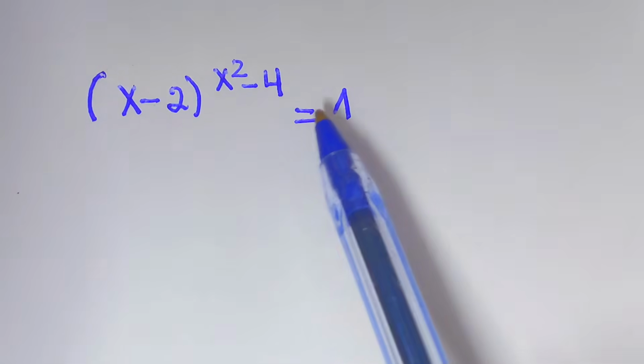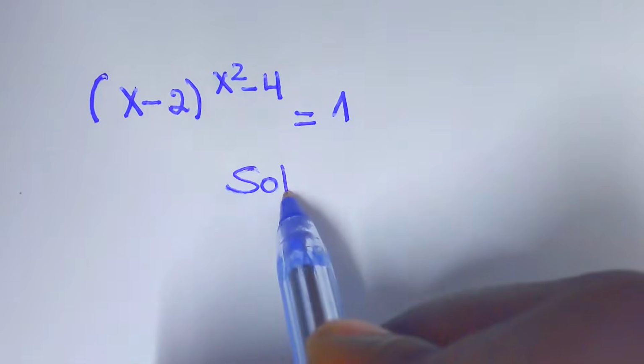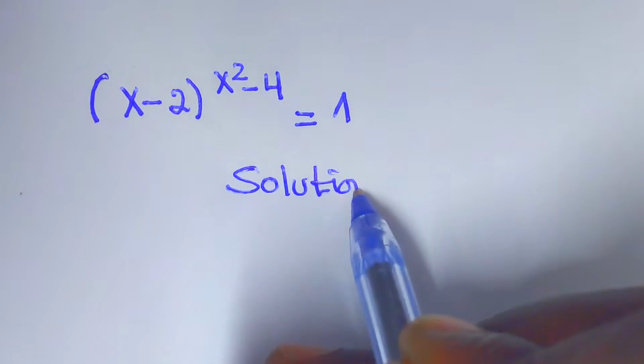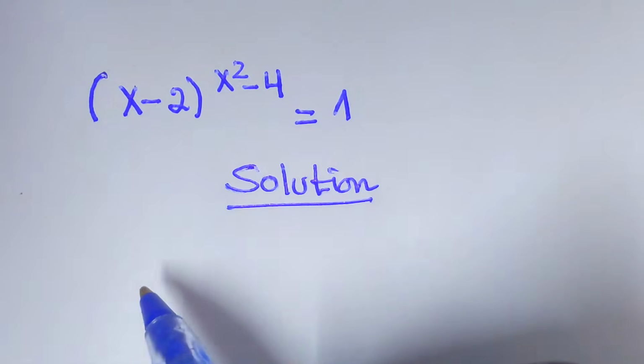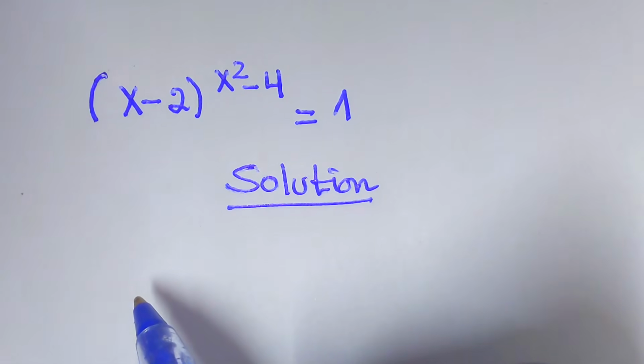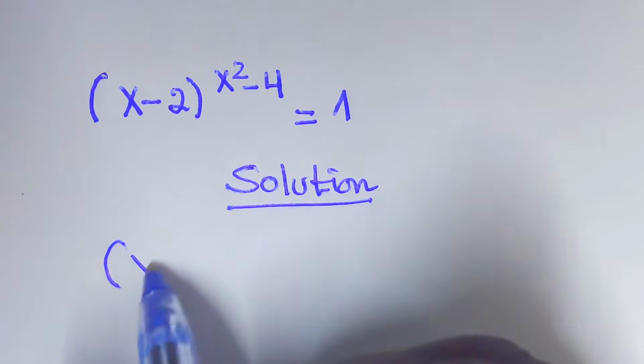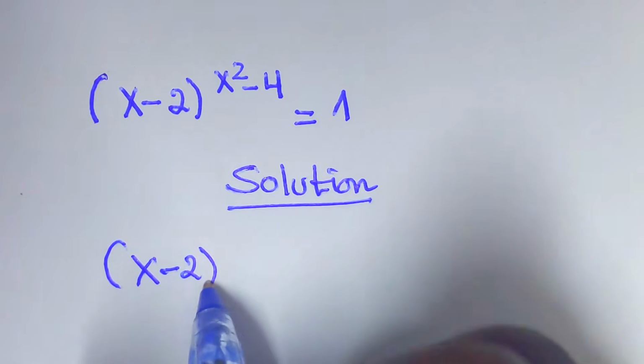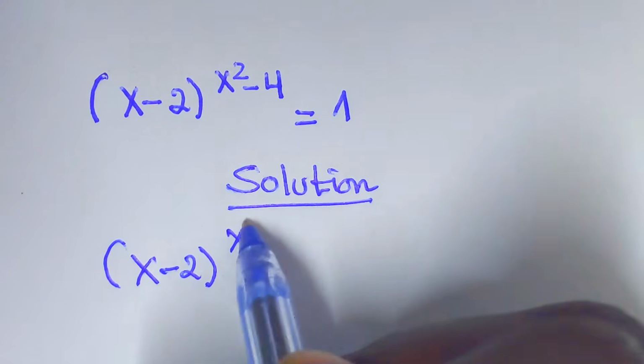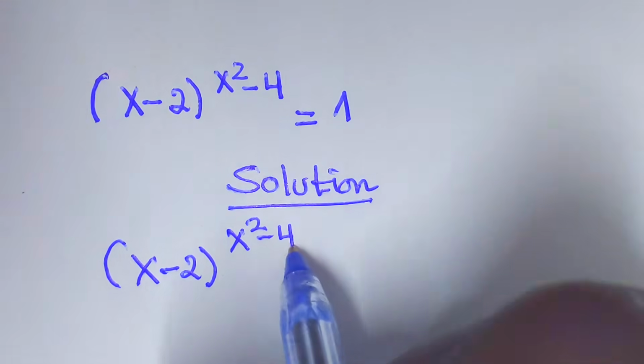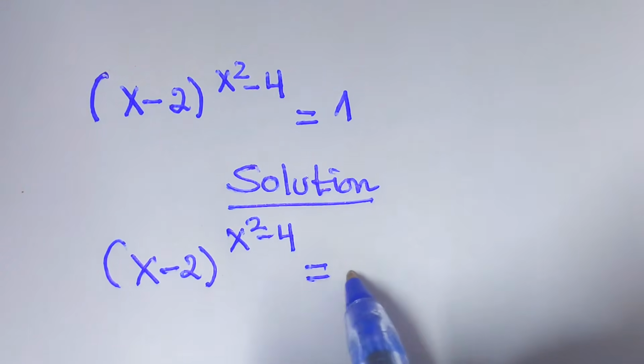The question is: x minus 2, power x squared minus 4, equals 1. Let's provide the solution to this question very quickly. The first thing is to copy what we have: x minus 2, power x squared minus 4, and the answer should be equal to 1.